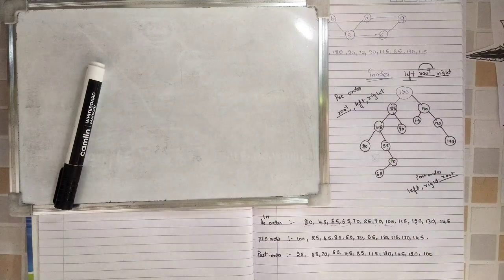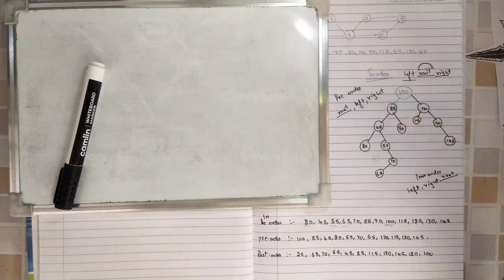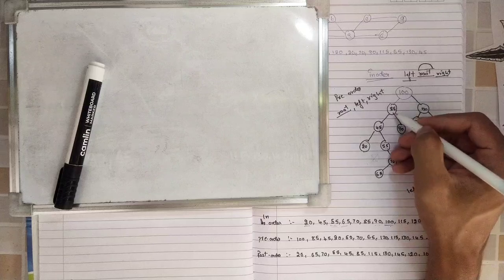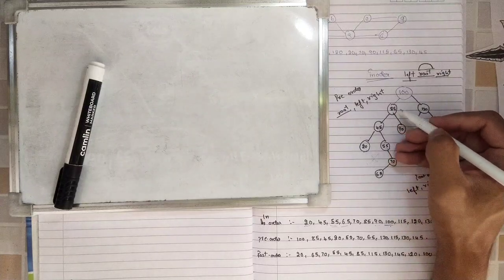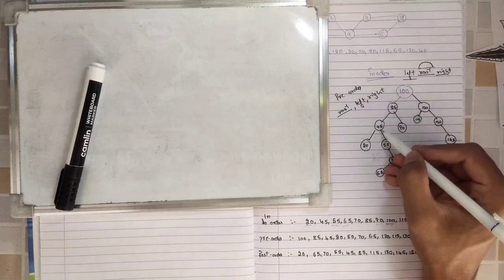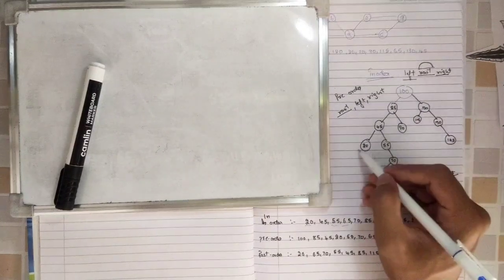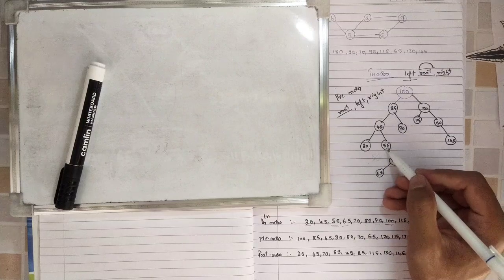Understood like that. Now, coming to pre-order, pre-order is nothing but first my root will come. So, 100 will come first. Then, see here, this is my root. Okay, I will write again. Root, after root what? Left, right. So, if I see my 45, it is acting as root again. So, root, left, right. So, right, you will see it is acting as root again. So, I will write 55 again.